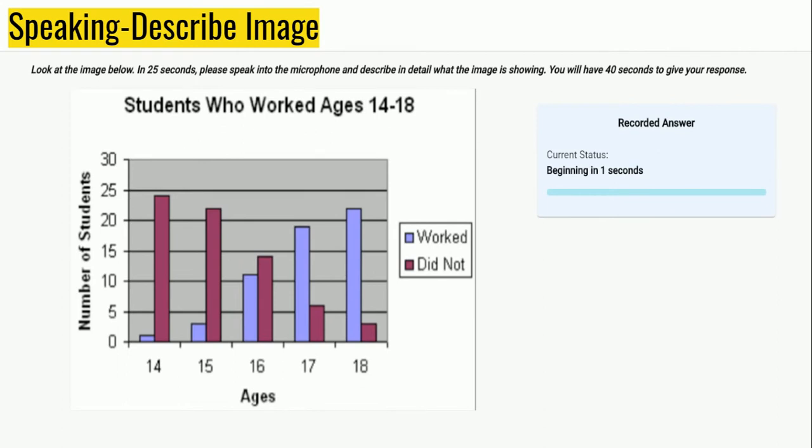The third question type is describe image, in which you will have an image which is like a bar graph, pie chart, a map or something, anything. And then you have to see that image and prepare for 25 seconds and then speak in the recorder for 40 seconds. It is a bit complex, but with a little bit of practice you can achieve it easily.